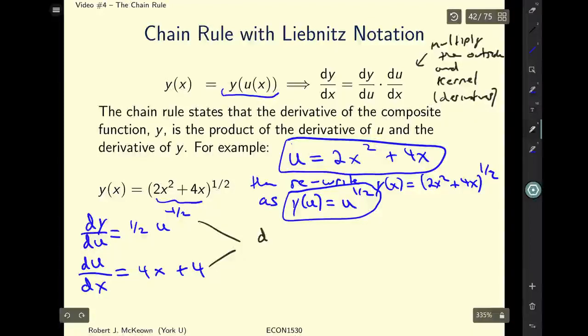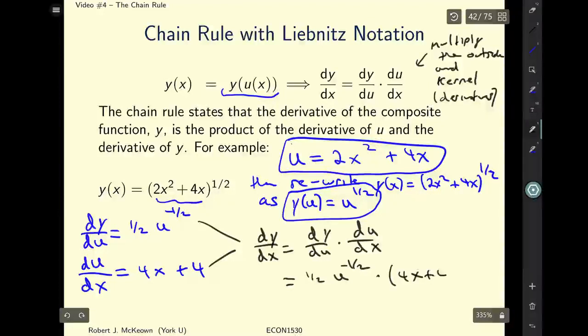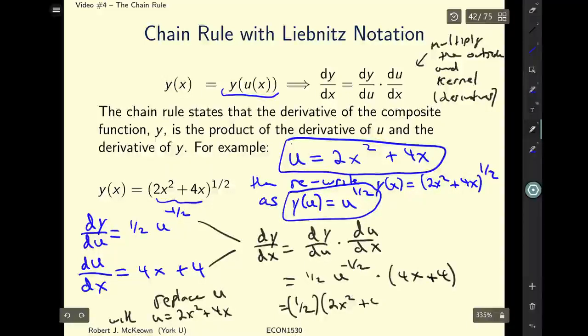I can write this dy over dx is going to be equal to dy over du times du over dx. I've got 1/2 u to the negative 1/2 multiplied by 4x plus 4. Now I'm almost done, but finally I'm going to replace u, where u equals 2x squared plus 4x. And I've got 1/2 times 2x squared plus 4x, multiplied by 4x plus 4.